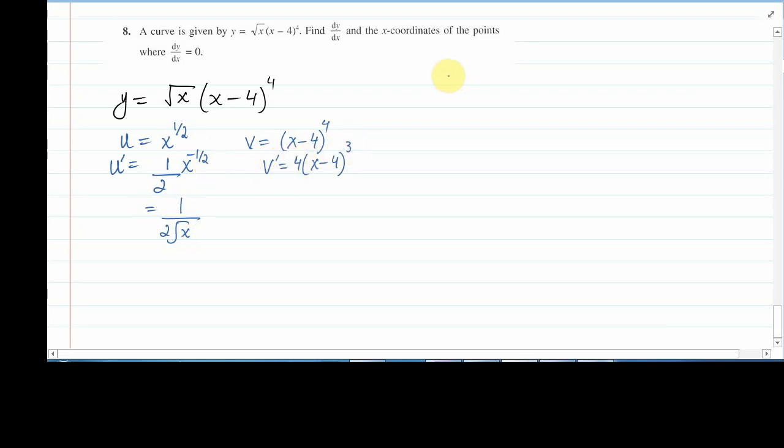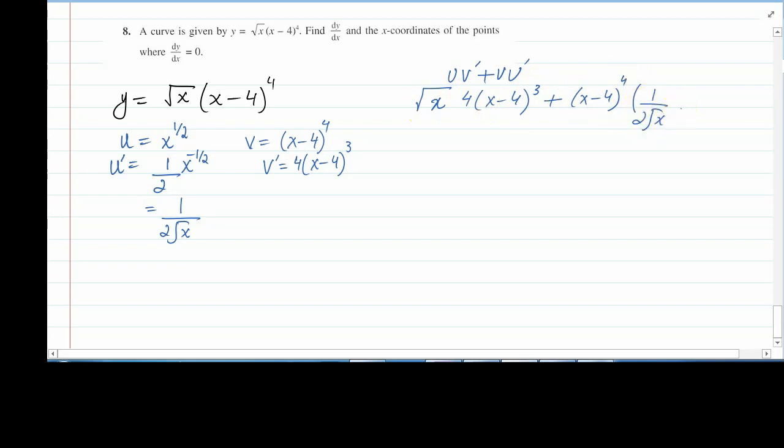Apply the working formula, u derivative of v plus v derivative of u. u is what? u is x power 1 upon 2, or it's root x. Derivative of v is what? It's 4 times x minus 4 power cube, plus v is what? x minus 4 power 4, and u dash is what? It's 1 divided by 2 under root x.